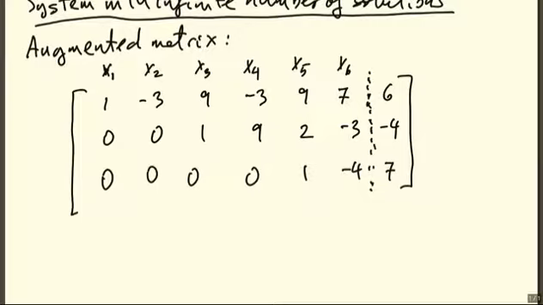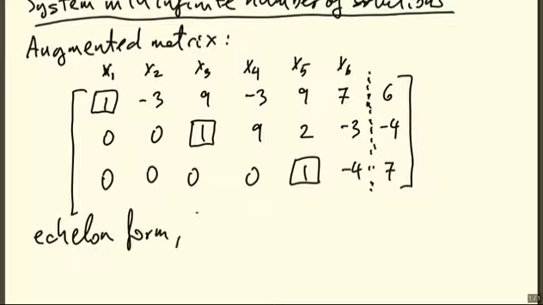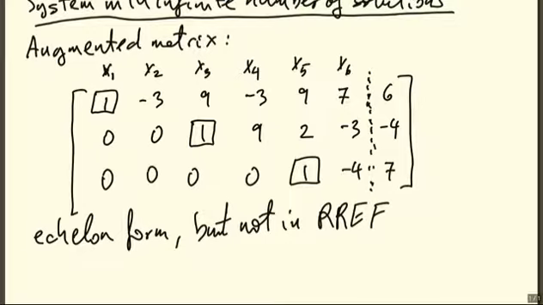This augmented matrix is now in an echelon form because it's upper triangular. We can also notice that already the leading entries in the rows are ones, but although this is in echelon form, it is not in reduced row echelon form, because in reduced row echelon form we're supposed to have zeros above these leading entries.